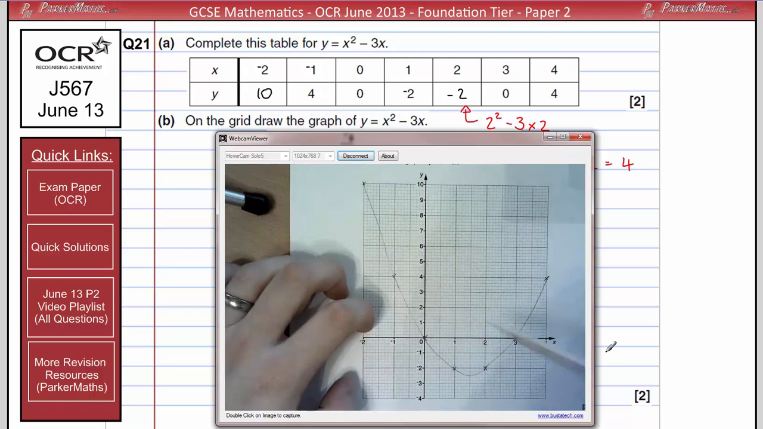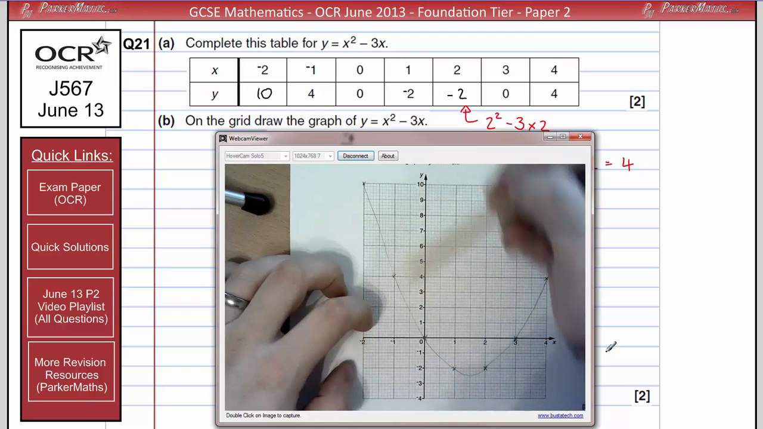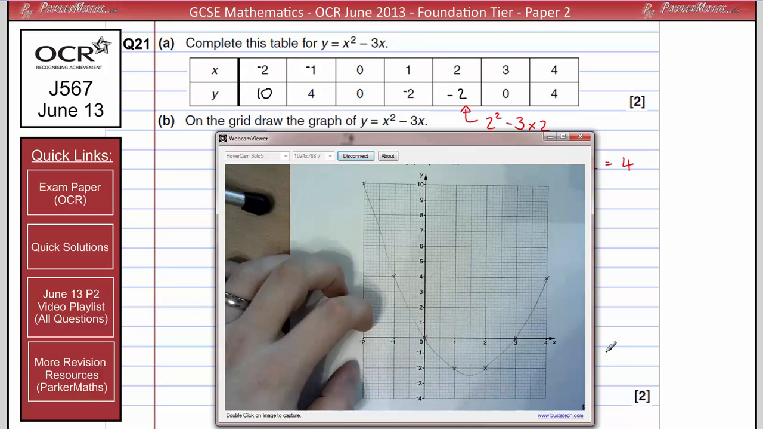Now it doesn't have to be perfect. I've been doing these for a long time and I'm still not that good at them. So as long as it's a curve that goes through each point and it's smooth, you should be okay. But it is something that you get a little bit better at with practice.